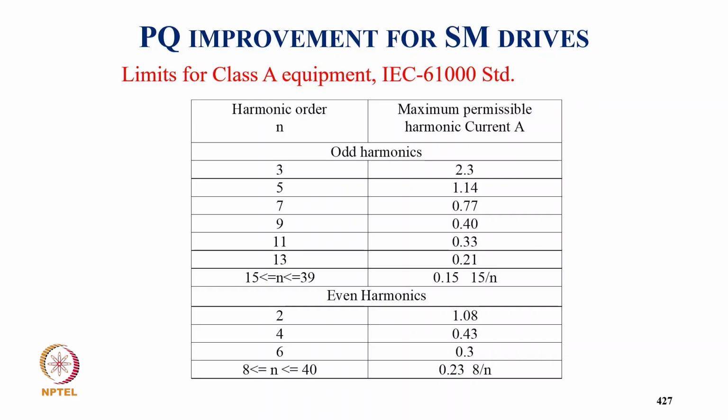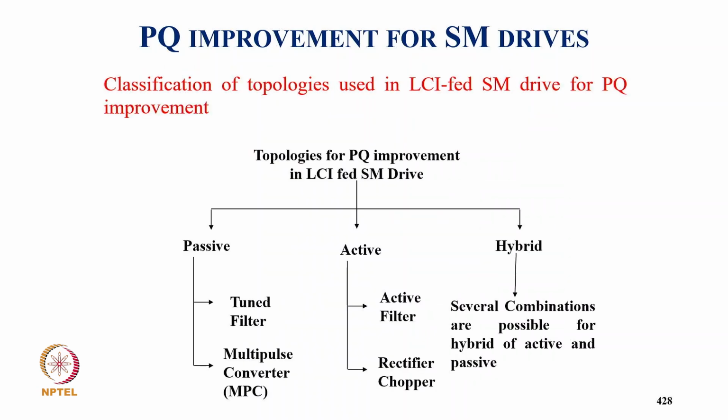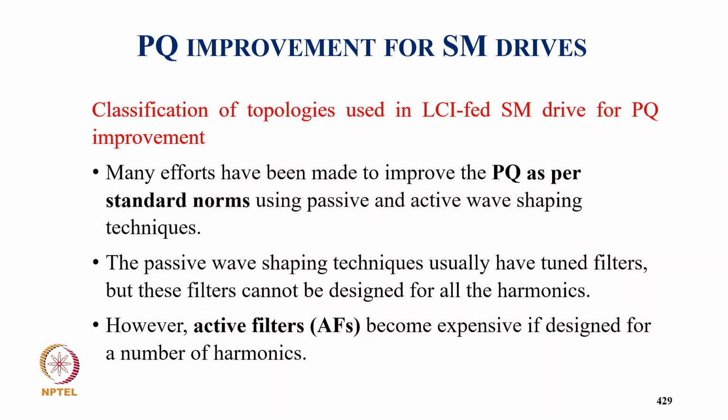This is IEC 61000. This is classified as a function of harmonics, as a maximum permissible harmonic current. So coming to classification of topology, LCI fed synchronous motor topology with the passive tuned filter, multiple pulse converter, then active filter, rectifier chopper, and hybrid; several combinations are possible for the rectifier. The classification of topology using LCI fed drive.